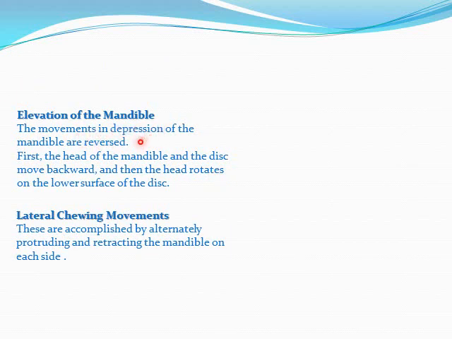Elevation of the mandible is the reversal of the movements as in the depression of the mandible. First, the head of the mandible and the disc move backward, and then the head rotates on the lower surface of the disc. Now, the lateral chewing movements or side to side grinding movements are accomplished by alternately protruding and retracting the mandible on each side.